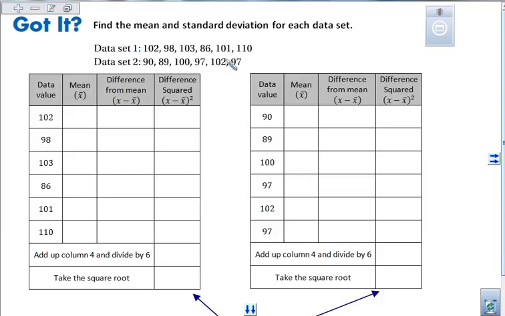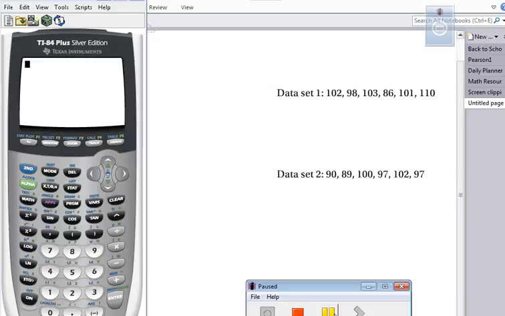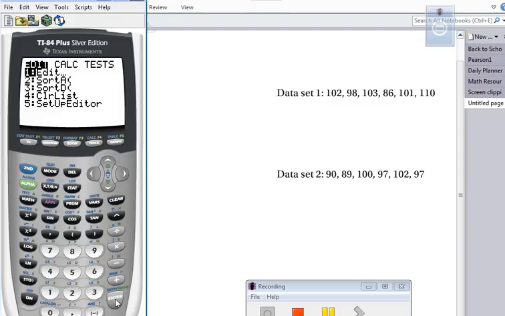So here's our data set. So we have to calculate the mean and the standard deviation. So what we need to do is calculate our mean, and we'll use our graphing calculators for that. So please go to your home menu, and then I want you to hit Stat, Enter.